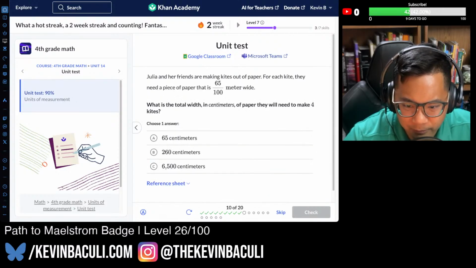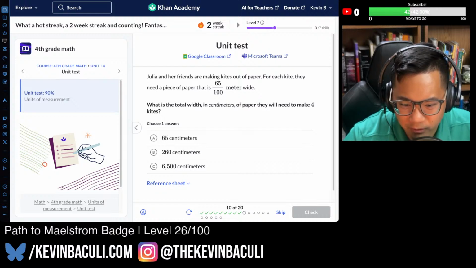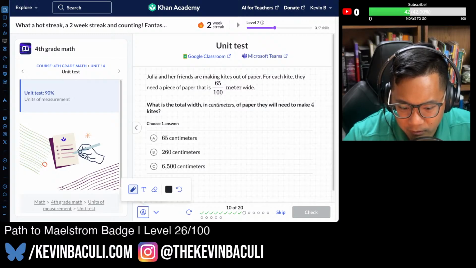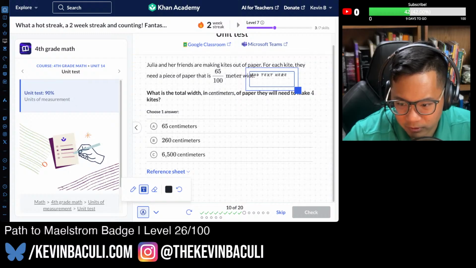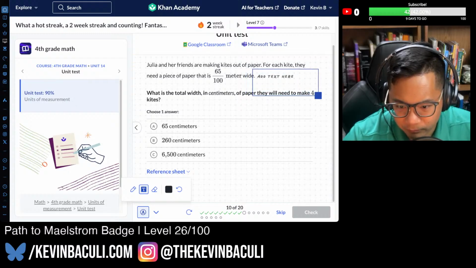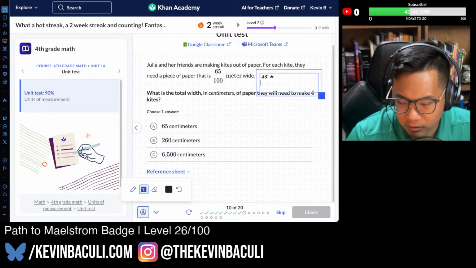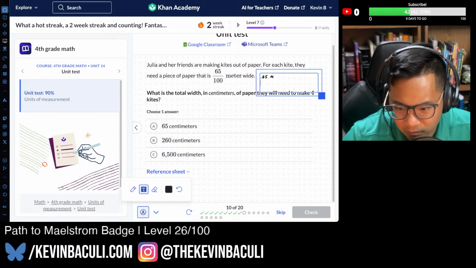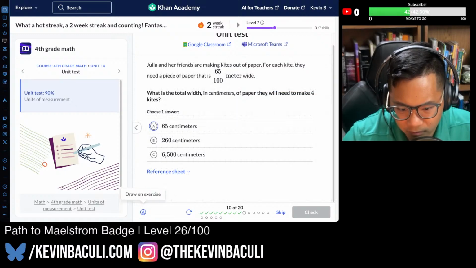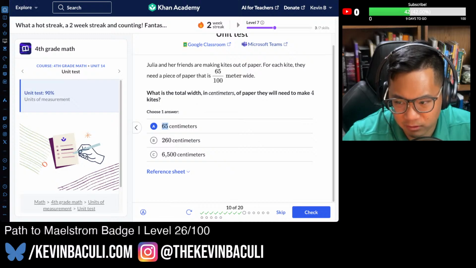Julie and her friends are making kites out of paper. For each kite, they need a piece of paper that is 65 100ths meter wide. What is the total width in centimeters of paper they will need to make 4 kites? Okay, so let's start off with 0.65 meters. To get to centimeters, 100 centimeters. 65 centimeters. Yeah, because 100 centimeters in a meter.